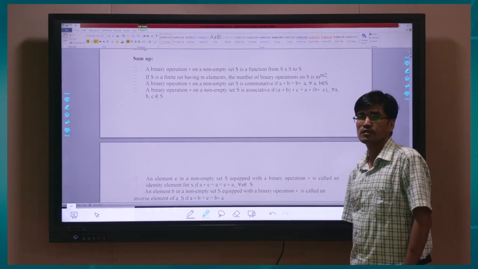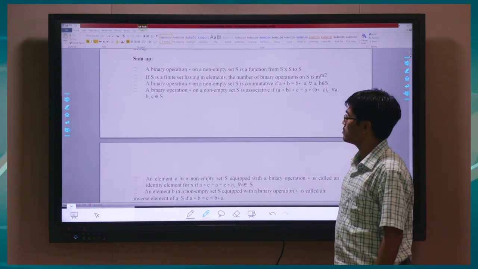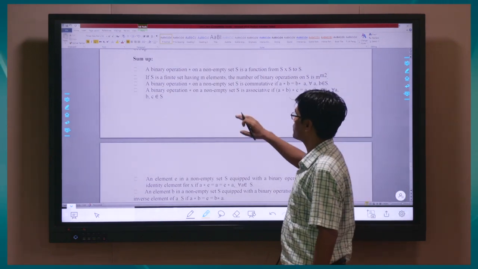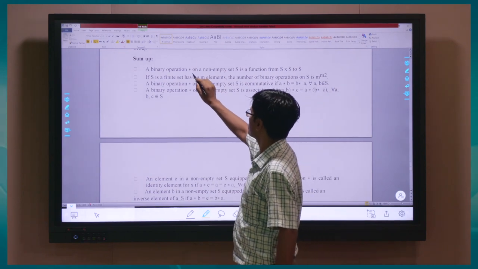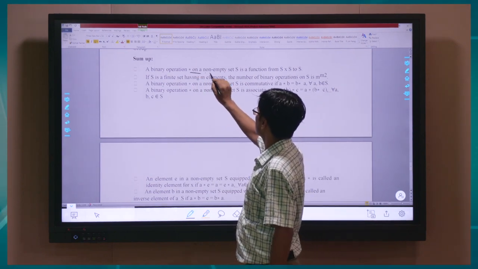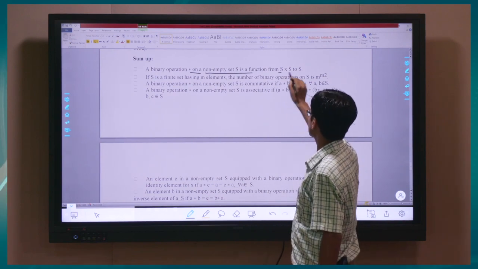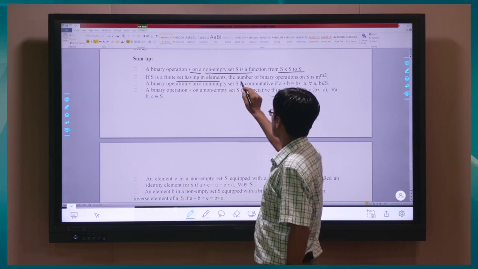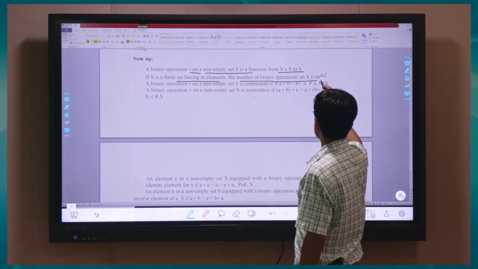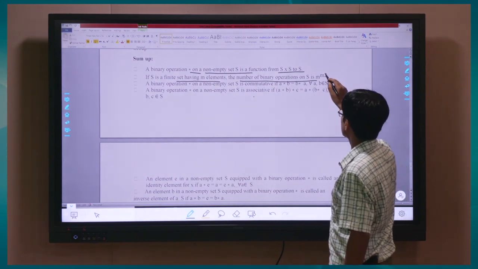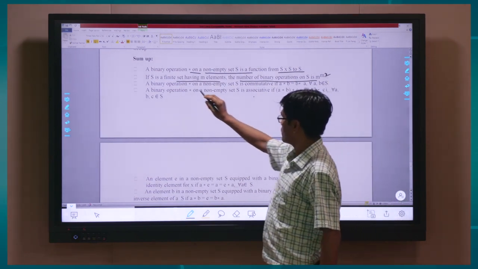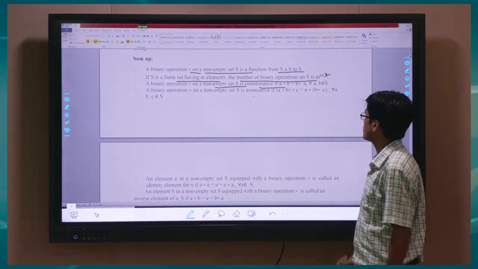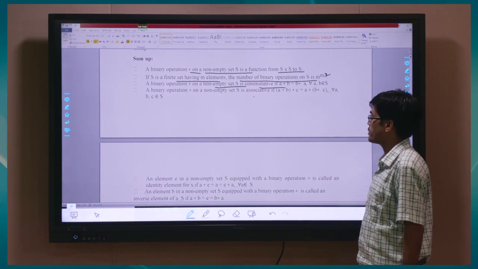So let us sum up today's lecture. Today we define the binary operation. A binary operation on a set S is a function from S cross S to S. If S is a finite set having m elements, the number of binary operations on S is m to the power m squared. A binary operation star on a set is commutative if A star B is equal to B star A for all elements A, B belonging to S.